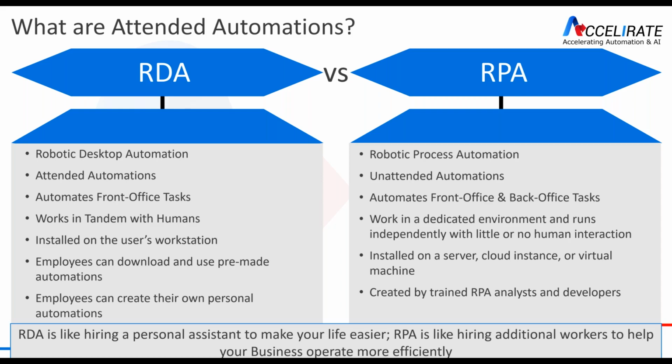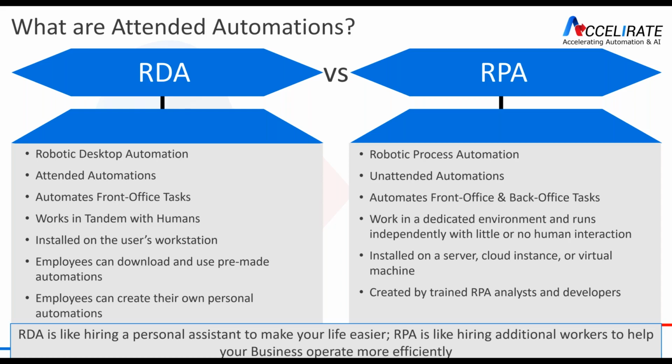Contrasted with RPA, robotic process automations, they're typically unattended automations. Sometimes you have hybrids that are a little bit of both, but the majority tend to be unattended. They automate both front office and back office tasks. They run in a dedicated environment and they normally run independently with little or no human interaction. You can have RPA automations that interact with the users, but the majority have little or no human interaction. Normally, they're installed on a server, a cloud instance, or a virtual machine, and they're created by trained RPA analysts and developers.